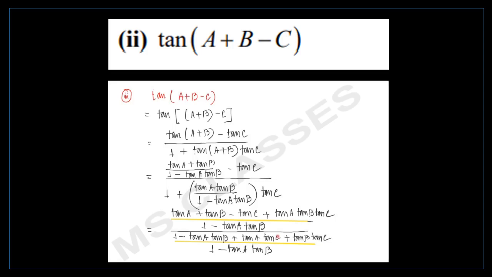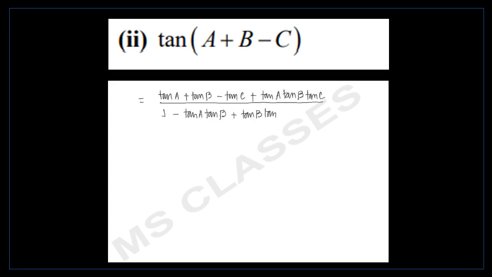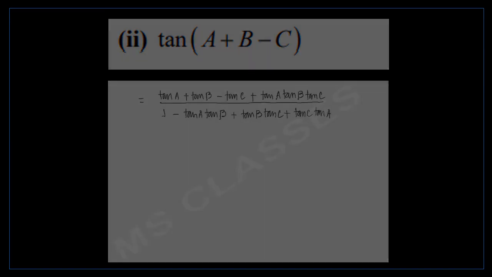Now if we simplify, the last line which we get after simplification is tan A plus tan B minus tan C plus tan A tan B tan C, whole divided by 1 minus tan A tan B plus tan B tan C plus tan C tan A. That's it.